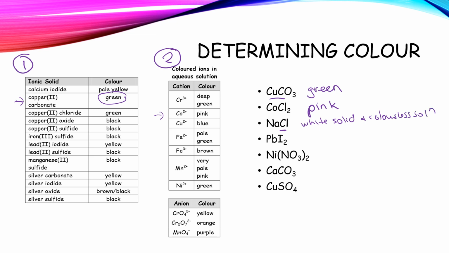The next one, lead iodide. I go down my exception list and I'm looking for lead iodide. There it is. So it's an exception. So this will make a yellow solid.